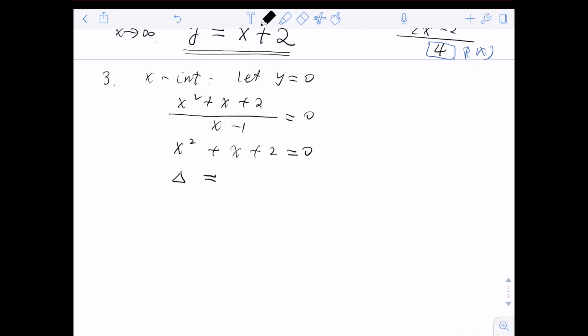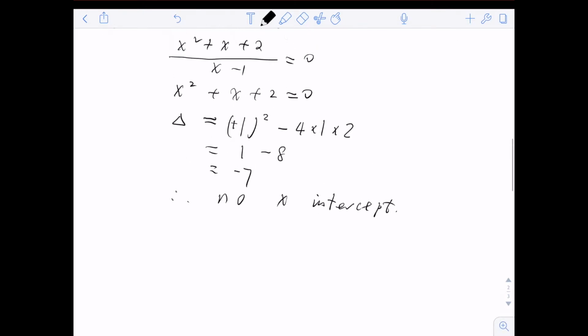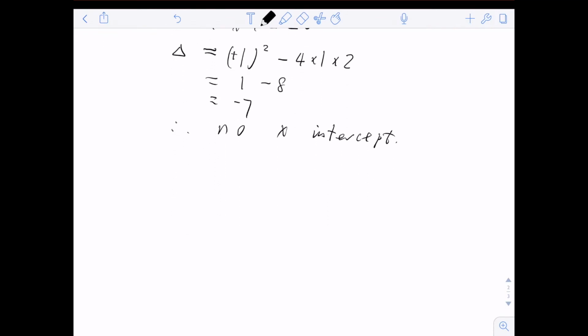So delta equals b squared minus 4ac. b is positive 1, so b squared is 1, minus 4 times a, which is 1, times my c, which is 2. So I'm having 1 minus 8 equals negative 7. I have my discriminant less than 0. What does that mean? There are no solutions for this quadratic equation, which means no x-intercept. So the curve I'm going to sketch won't touch the x-axis.